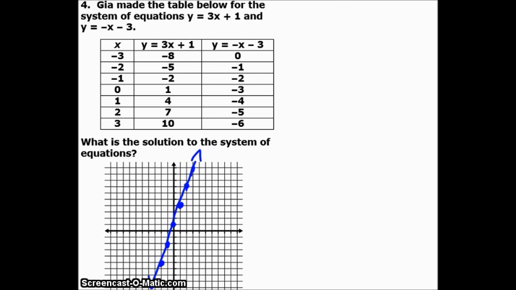Okay, second line, negative 3, 0. Negative 2, negative 1. Negative 1, negative 2. Zero, negative 3. 1, negative 4. 2, negative 5. And finally 3, negative 6.